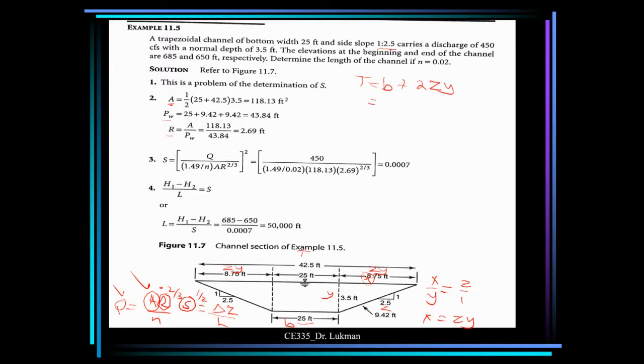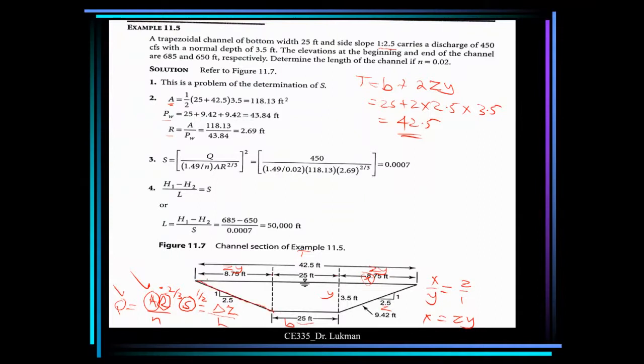So this is how we can simply calculate the top width, which is very simple. In this case, it's going to be 25 plus 2 times Z, in this case 2.5, times Y here, 3.5, and when you add everything up, this will give you 42.5. Okay, so this is the top width. And now the wetted perimeter, again it has to be B plus this side.